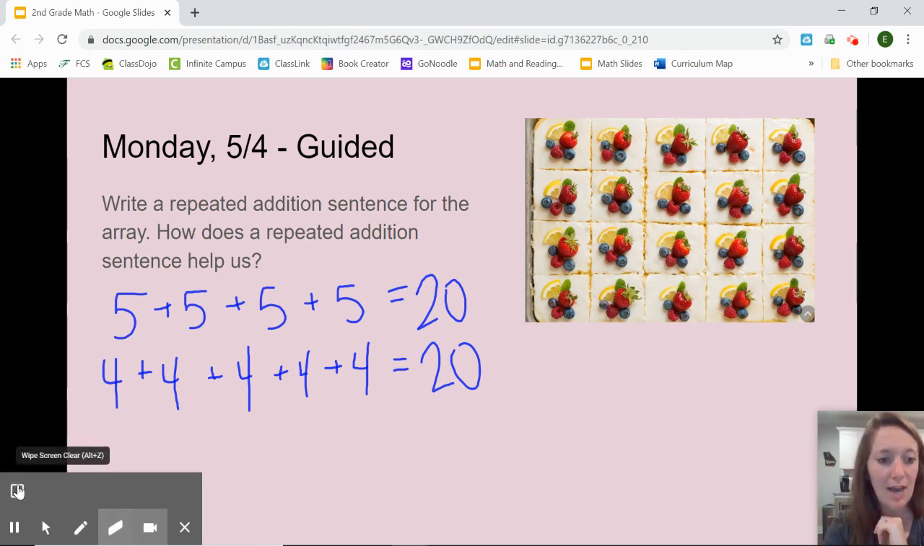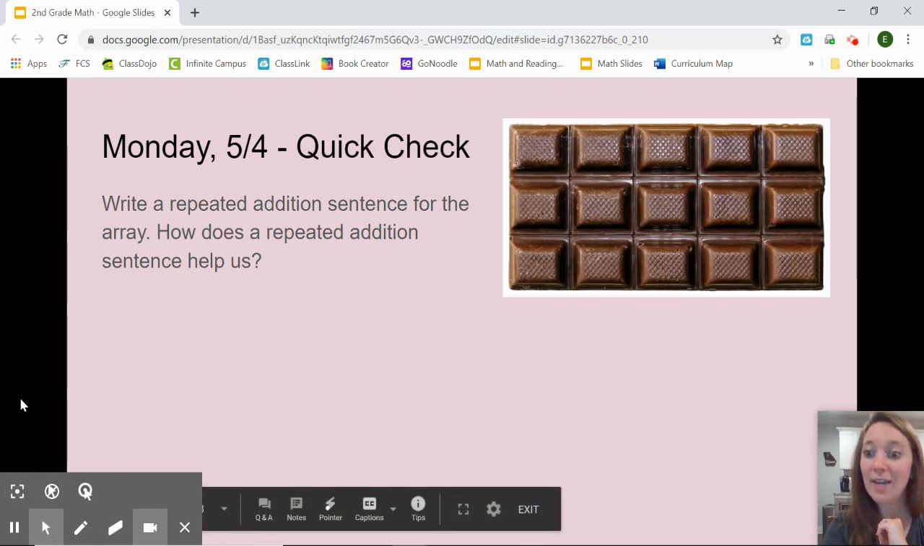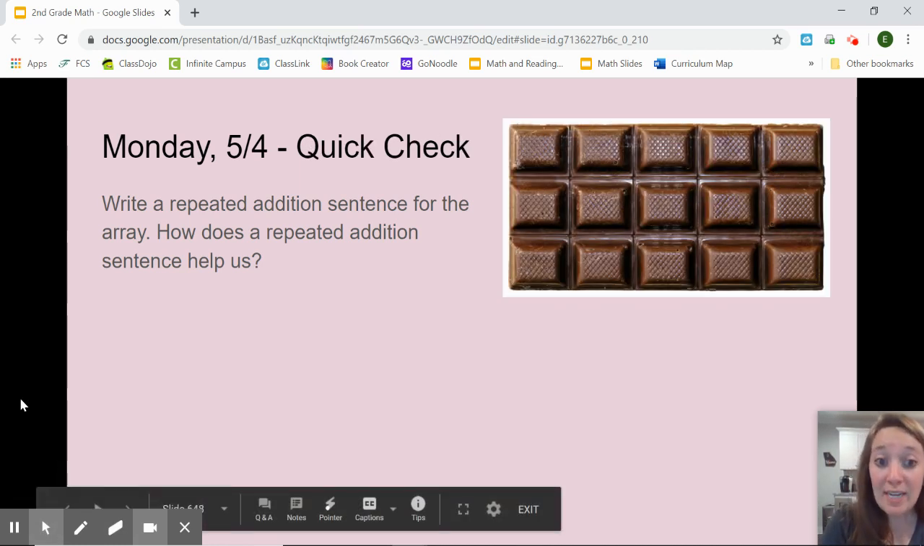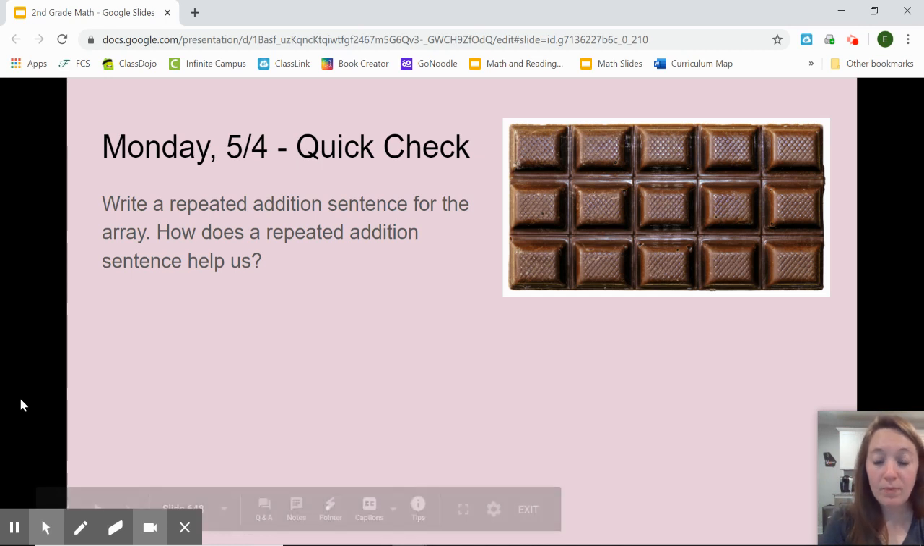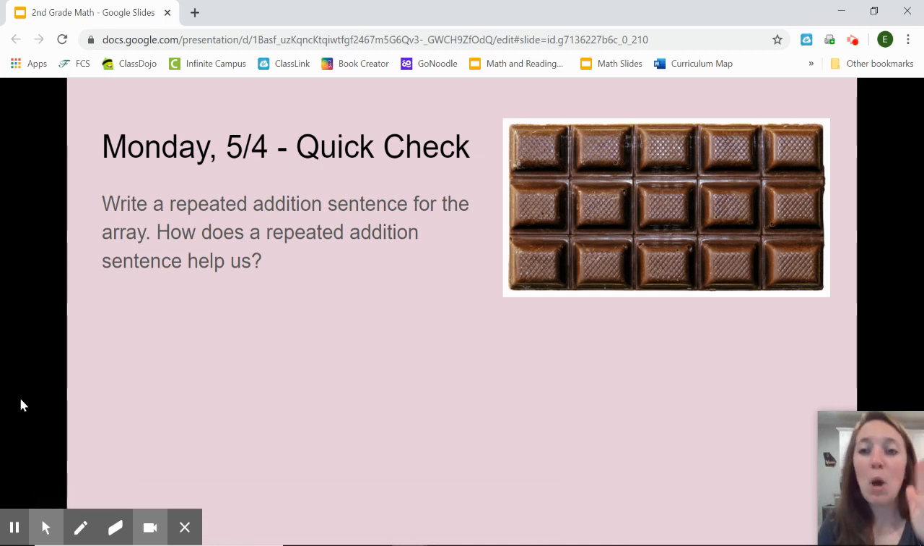Awesome! Time for quick check. Write a repeated addition sentence for the array. And you can also challenge yourself. Bonus, challenge yourself by doing 2 repeated addition sentences to match the array. How does a repeated addition sentence help us?